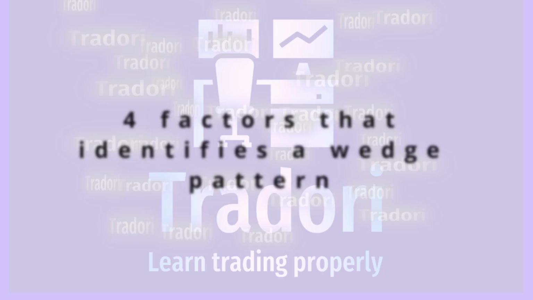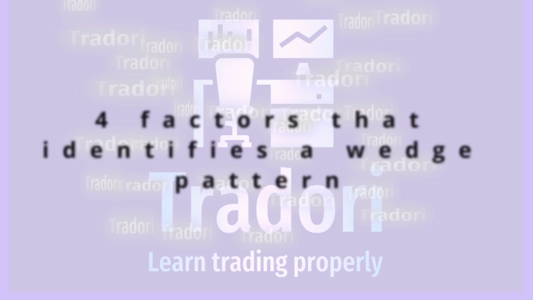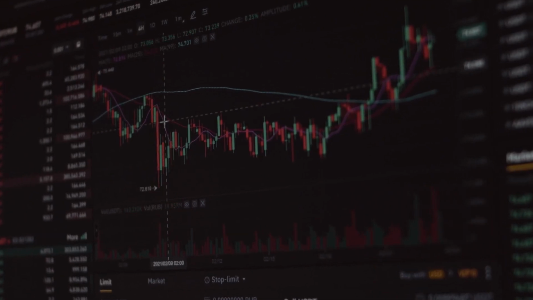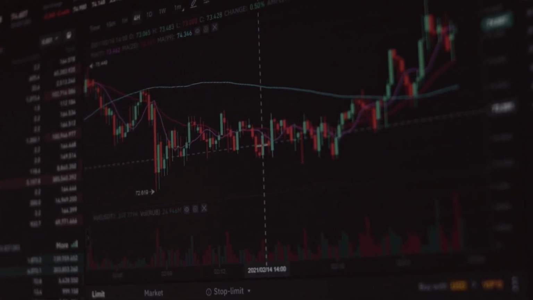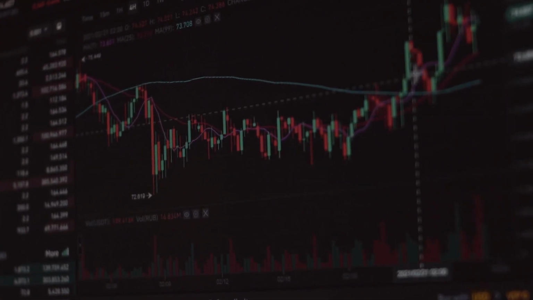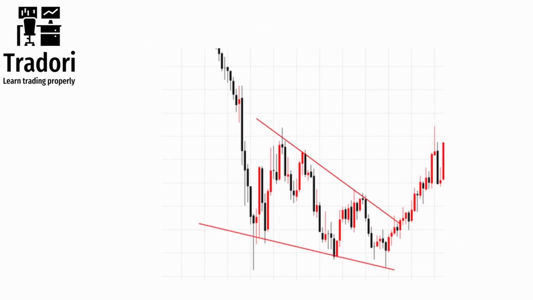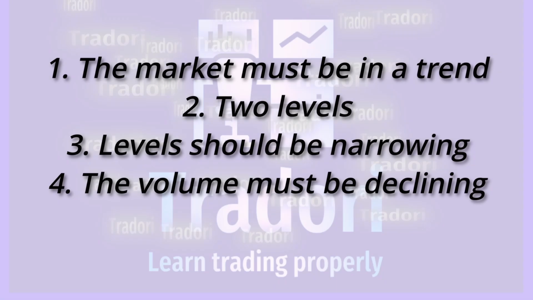There are 4 factors that identify a wedge pattern in the chart. First, the market must be in a trend. You must first determine whether the market is trending. You might check for definite direction by looking at the longer time frames. Second, 2 levels. Third, the levels should be narrowing. This narrowing creates a wedge shape. And finally, the volume must be declining.